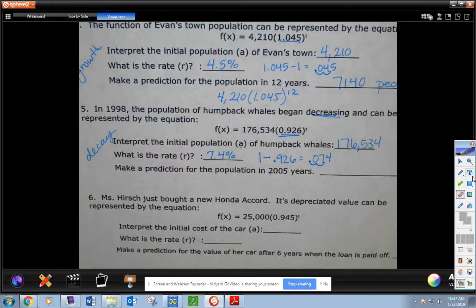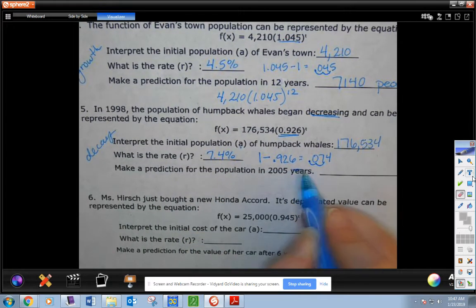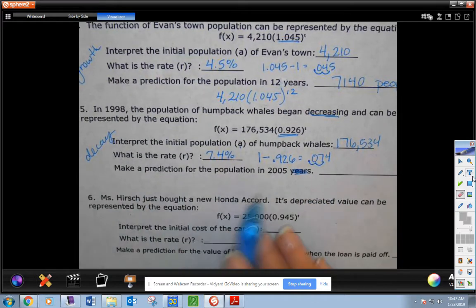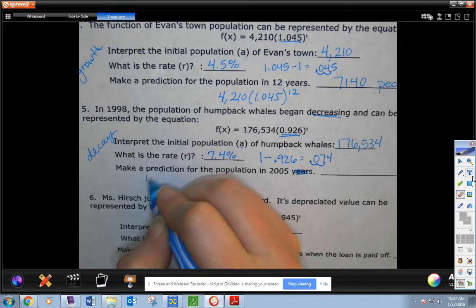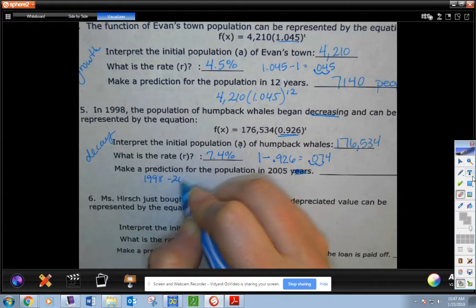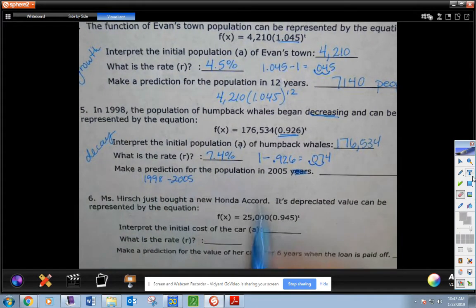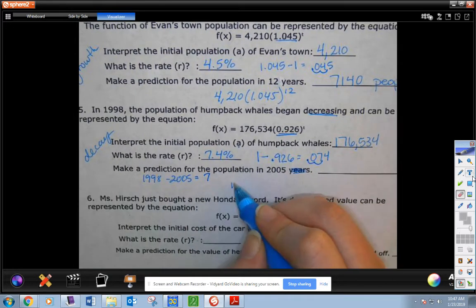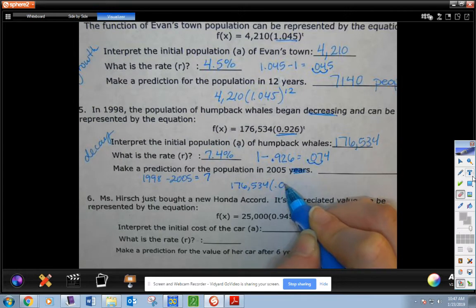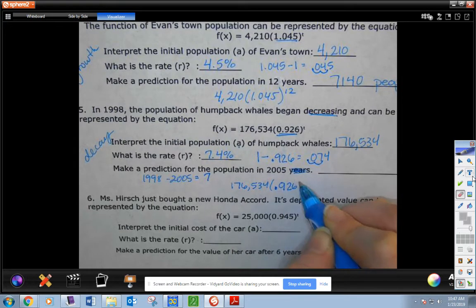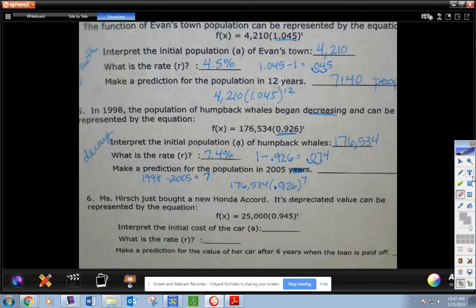Okay, now to make a prediction, and this has a typo. It shouldn't say years. It should just say make a prediction for the population in 2005. Okay, we started in 1998, and we're going to 2005. I need you to figure out how many years that is, and that is 7. So you're going to take that equation up there, not change anything about it, and put it to the 7th power.